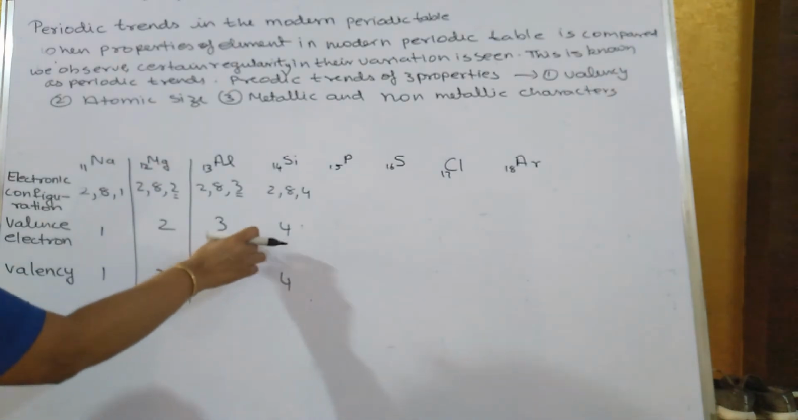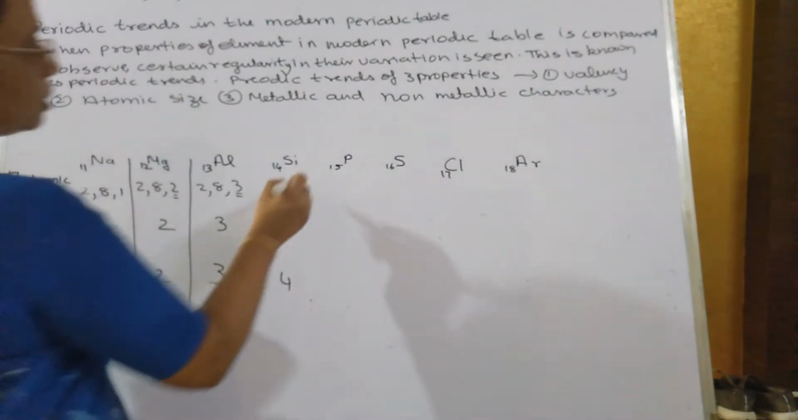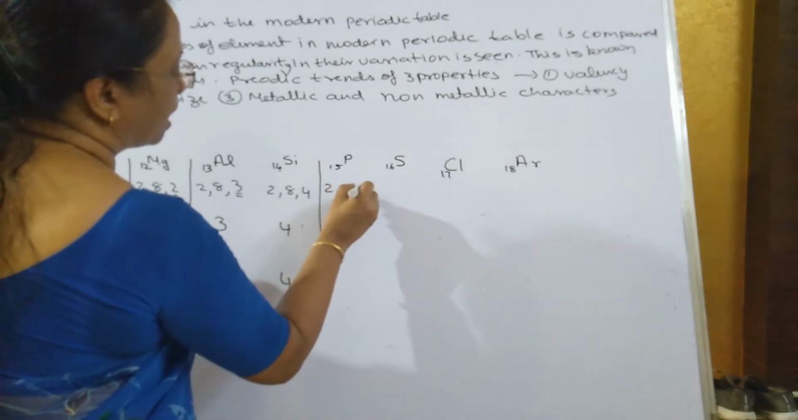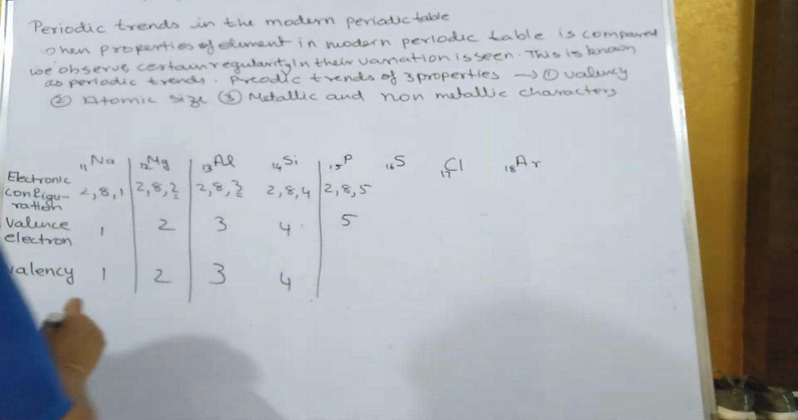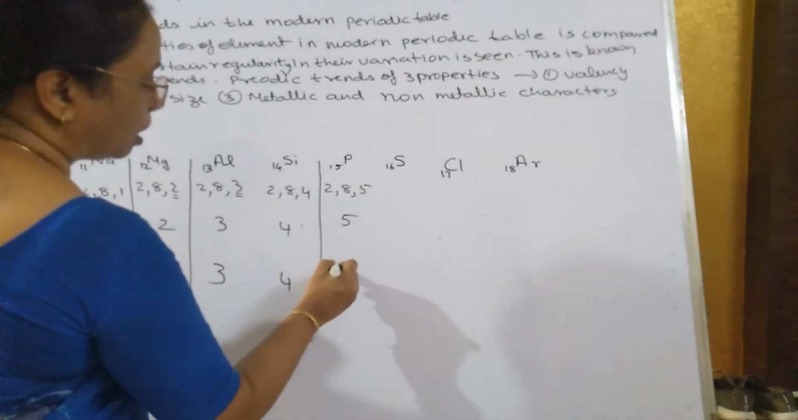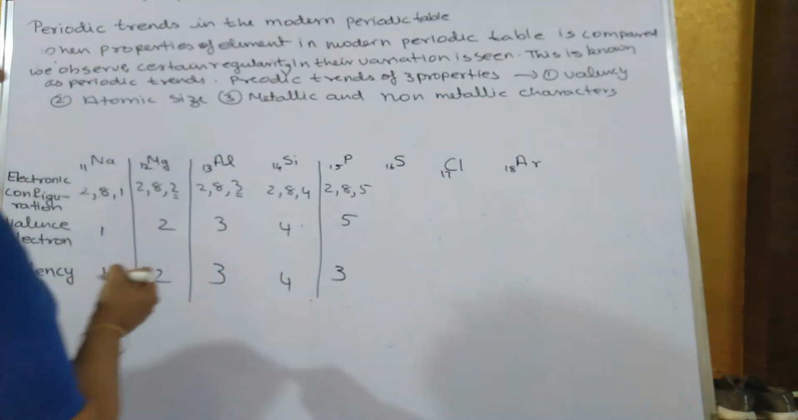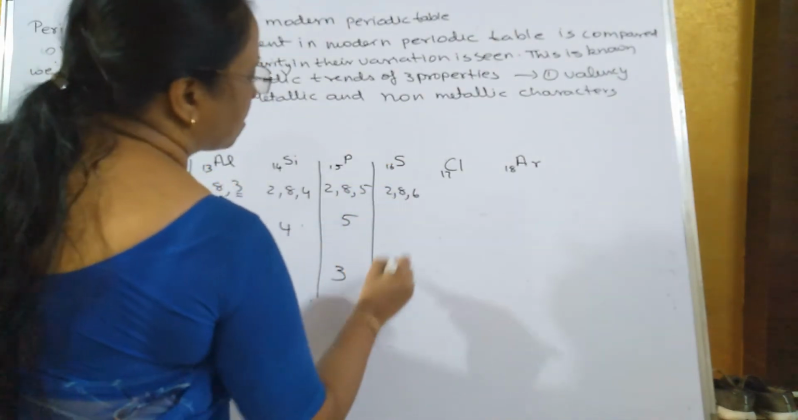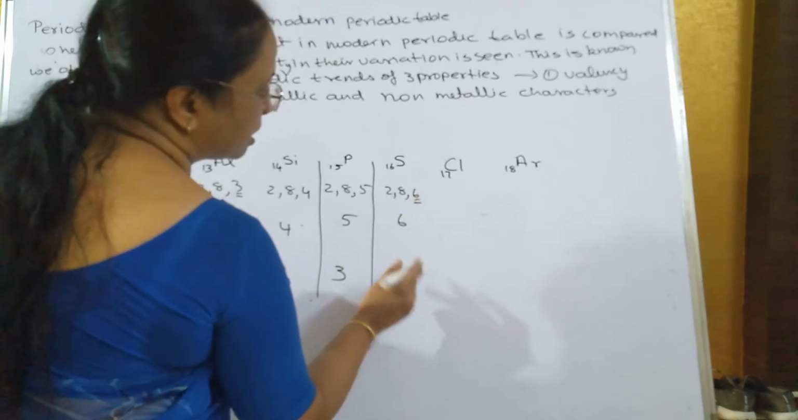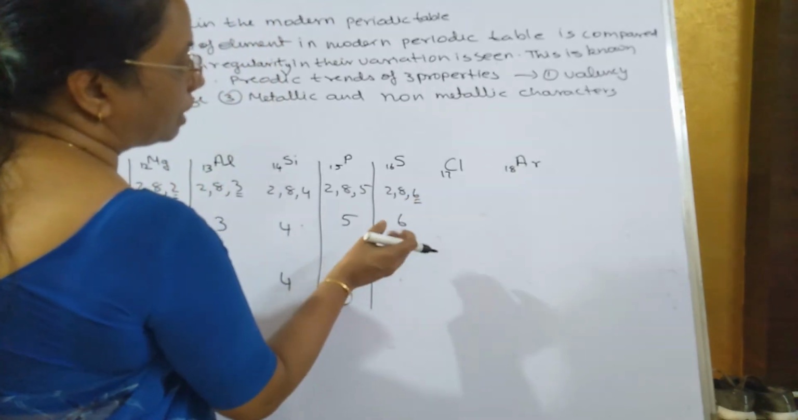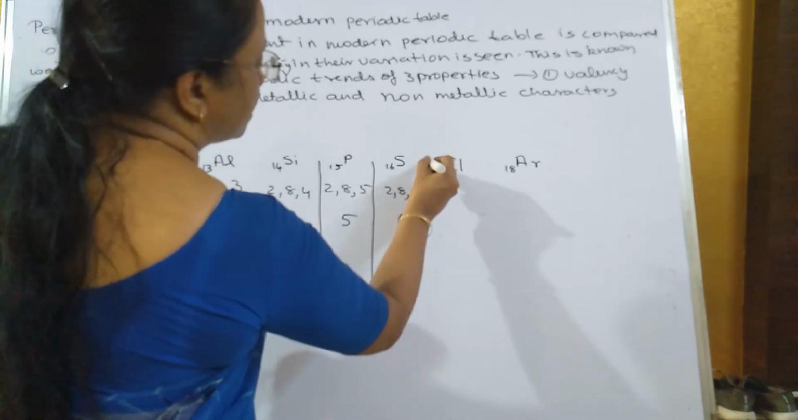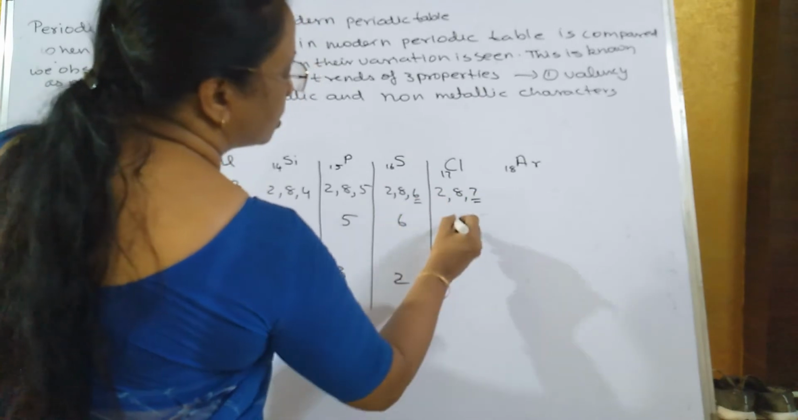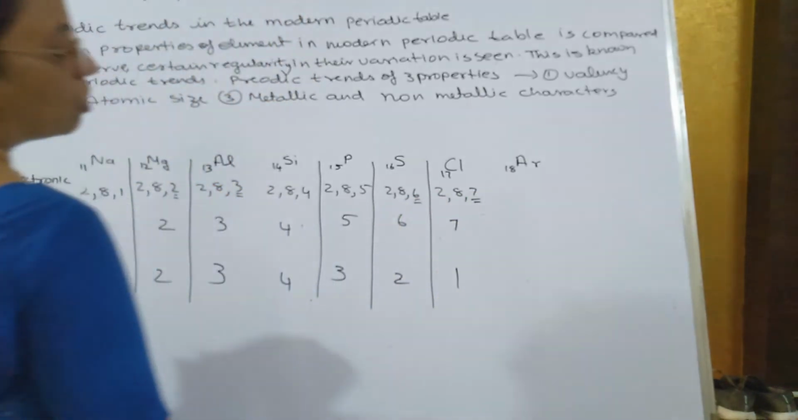It does not give or take. It shares the electron. Now in the next one, phosphorus 2, 8, 5. Valence electron is how much? 5. Here the valency is what? 3, because it will take 3 electrons from some other atom. Here the electronic configuration is 2, 8, 6. Valence electron is 6. So valency is what? It will not give away 6 electrons. It will take 2 electrons. So the valency is 2. Here it is 2, 8, 7. The valence electron is 7, so it will take 1 electron, therefore valency is 1.